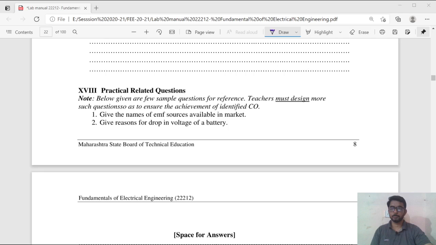The first question is, give the names of EMF sources available in the market. You can get this data through online media, or you can visit a particular battery source or electronic device source, and accordingly you will find the availability of EMF sources. Give the reason for the drop in voltage of a battery. The reason is very simple.